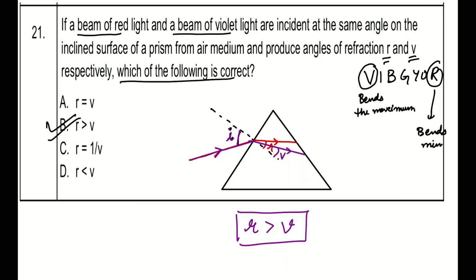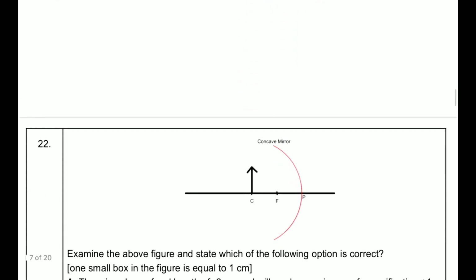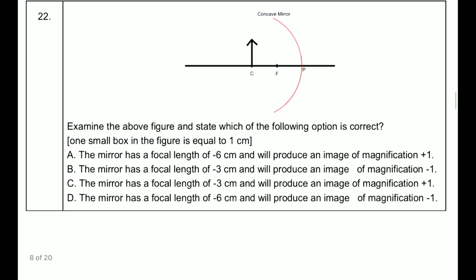Shall we move forward? Okay, let's move forward. Yes, this is question number 22 of your sample question paper. So you have this diagram here. Examine the above figure and state which of the following options is correct. One small box in the figure is equal to 1 centimeter. So that means this one small box is actually equal to 1 centimeter. You have to remember that. Okay, good. So you have four options here.